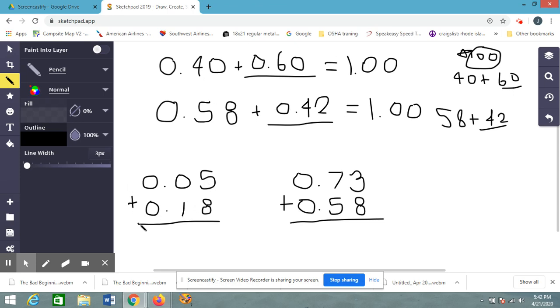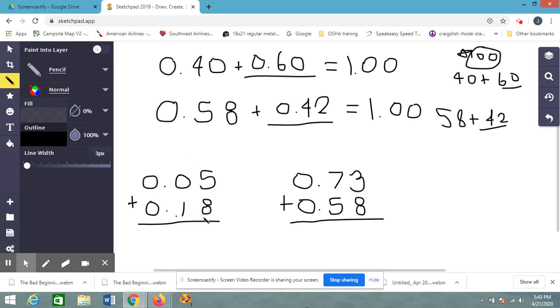Down here, when we're going to have to carry, it's going to happen in two ways. In this first example right here, we're going to end up carrying from the hundredths place into the tenths place. And then in the second one here, we're going to have to carry from the hundredths place into the tenths place, but we're also going to have to carry from the tenths place into the ones place. So there'll be kind of two steps. But in this first one, it'll just be carrying from the hundredths into the tenths. So what does that look like?